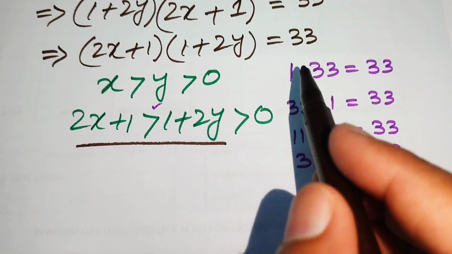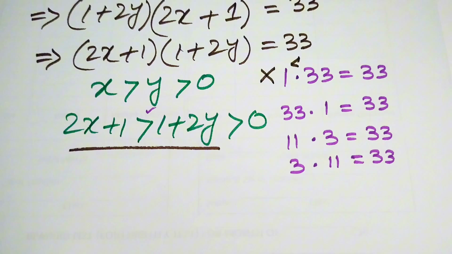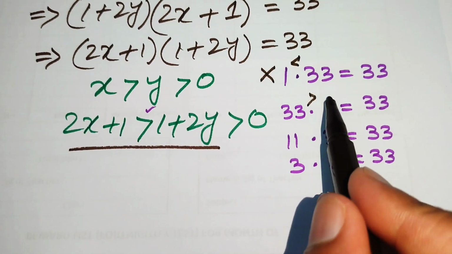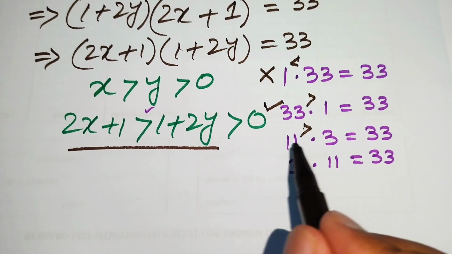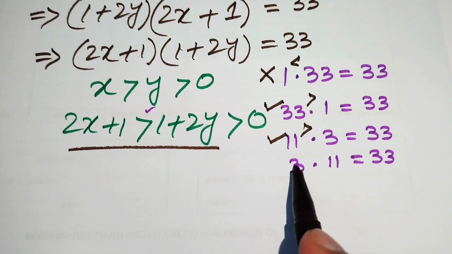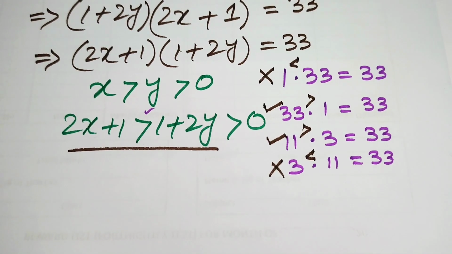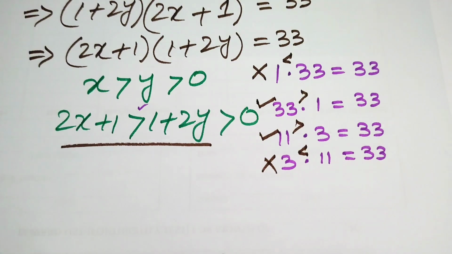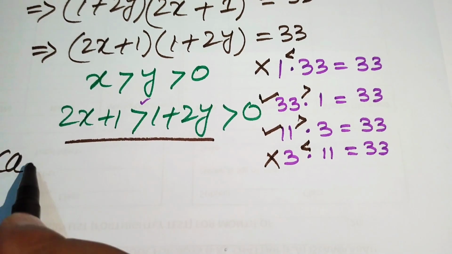Okay, so if you see here, 1 is less than 33, so we reject this case. In this case, 33 is greater than 1, so we choose these values. Here you also have 11 is greater than 3, so we choose these values, and here 3 is less than 11, so we reject this value. So we just have these two cases in which we can proceed with this question. Now we divide this into the two cases.